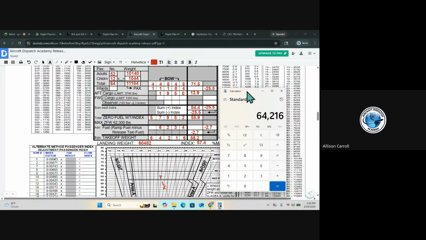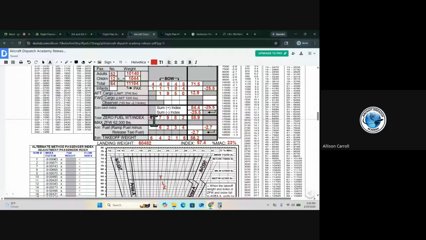So 64,216, and we subtract that 3,734 for that burn, and it gives you that landing weight. Now, the reason why I like to start at zero fuel weight is because when you get to this landing weight index right here, your starting point is always the zero fuel weight index number. It's always the same. That's always your starting point.